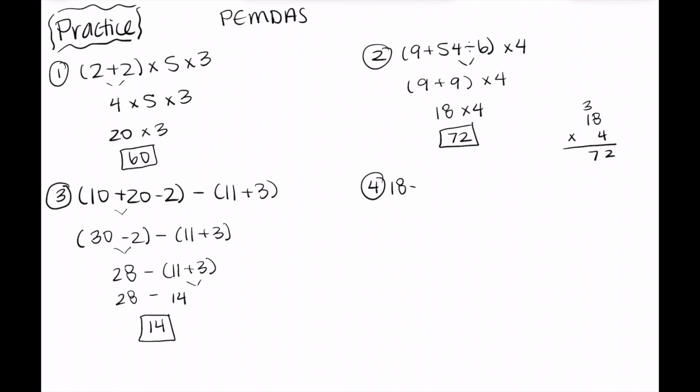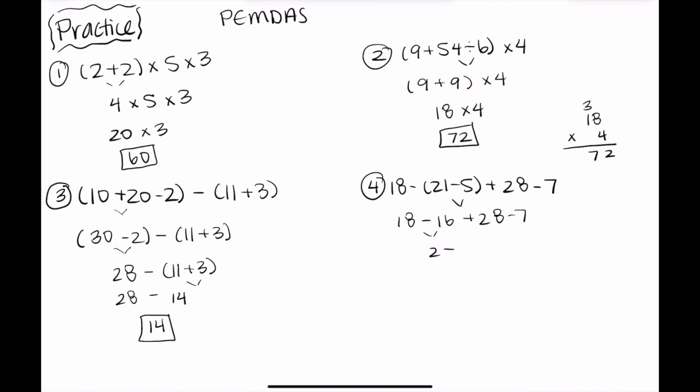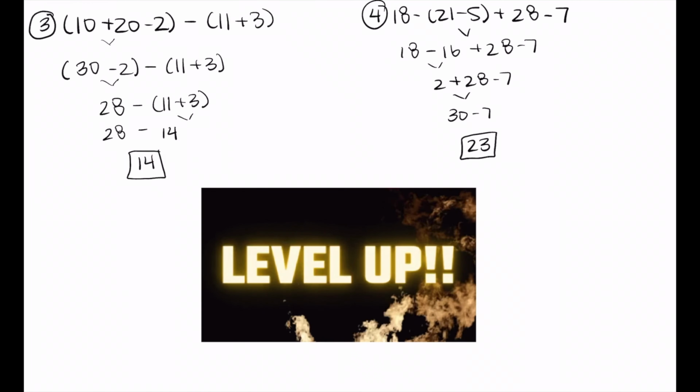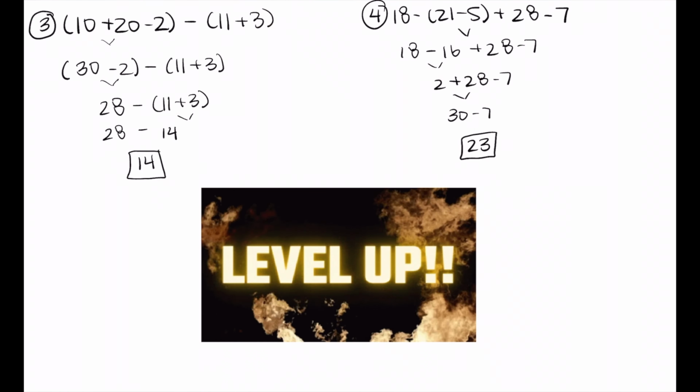Now we'll move on to number 4. For number 4, we have 18 minus, open parentheses, 21 minus 5, close parentheses, plus 28 minus 7. So we know we have to start off with the parentheses, right? 21 minus 5 is 16. So we'll write that 16 and rewrite everything else. And now we're going to move from left to right. For 18 minus 16, we get 2. Rewrite everything else. 2 plus 28 gives us 30. And then we have 30 minus 7, which is just 23, as our answer for number 4.